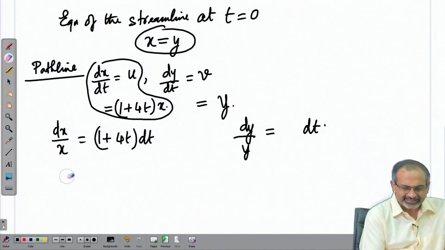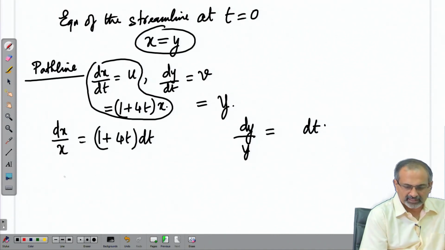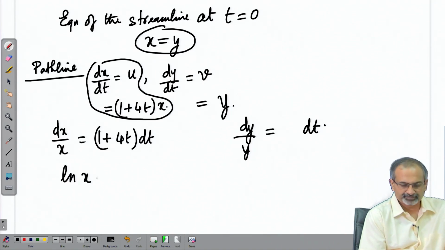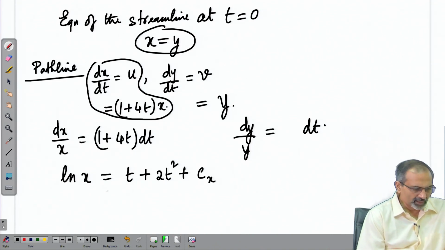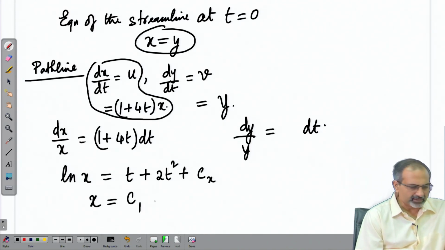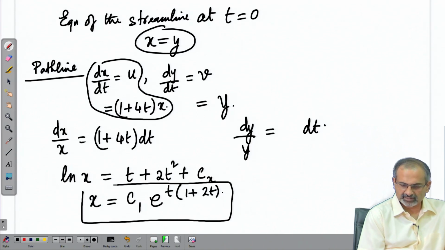Now, let us integrate it. What you will get out of the integration is natural log x, and then once you integrate this other part, you will get t plus 2t square, and let us have a constant, say c x. Finally, we absorb that constant and when we remove the natural log, it becomes x is equal to c 1 times e to the power of t into (1 plus 2t). So, this is the equation for x.